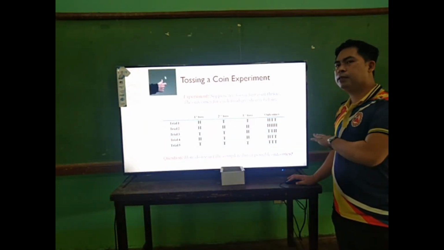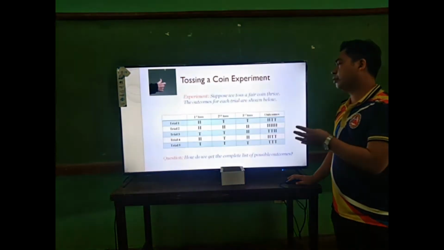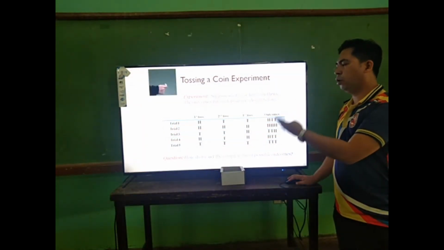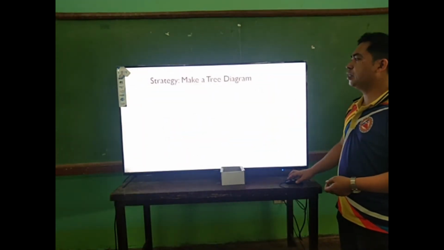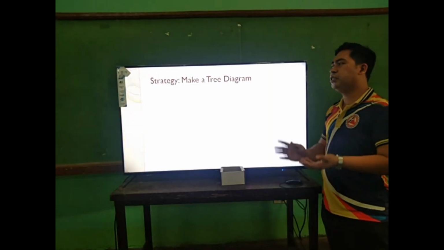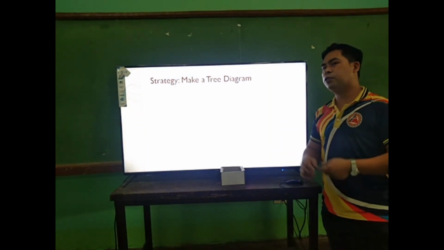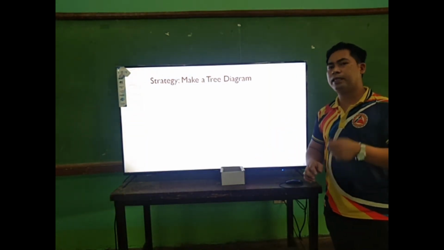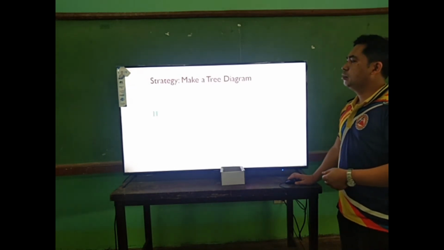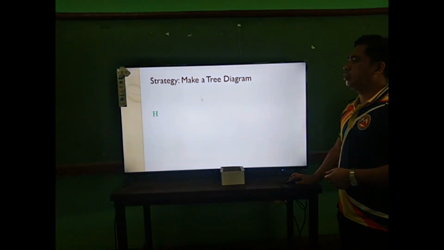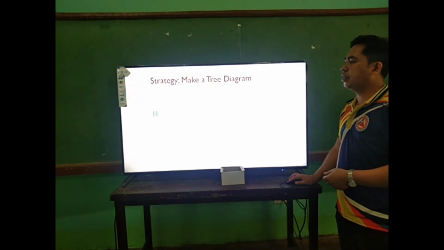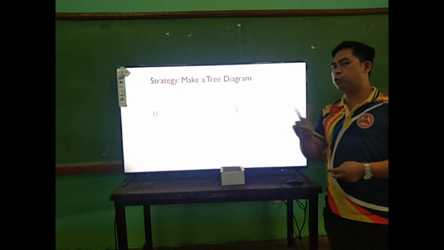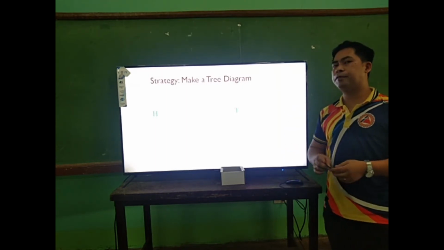Of course, we have not yet listed all the possible outcomes. You're all familiar with the tree diagram, right? Our strategy is to make a tree diagram to list all the possible outcomes in a given experiment. Suppose in the first variable, we have head. Then you have tail. We have two possible outcomes for the first toss.